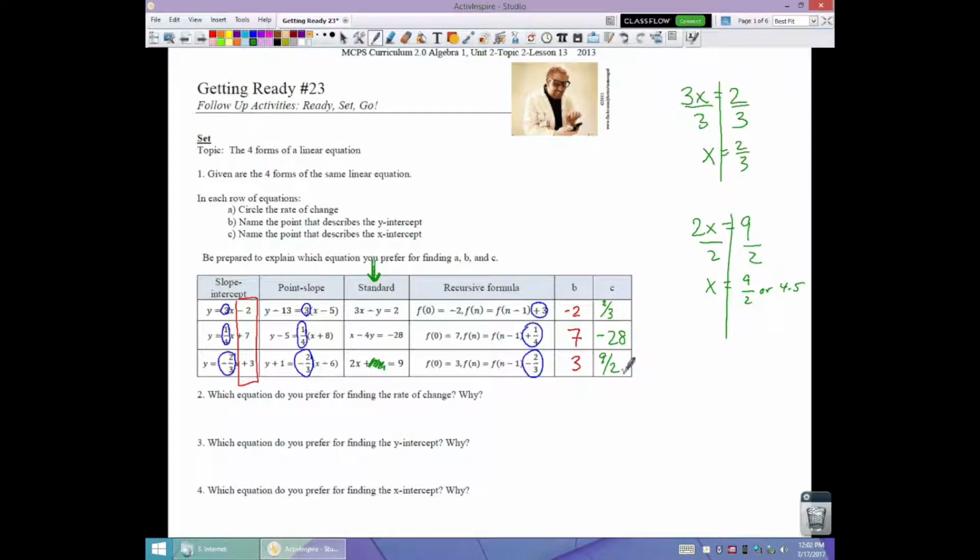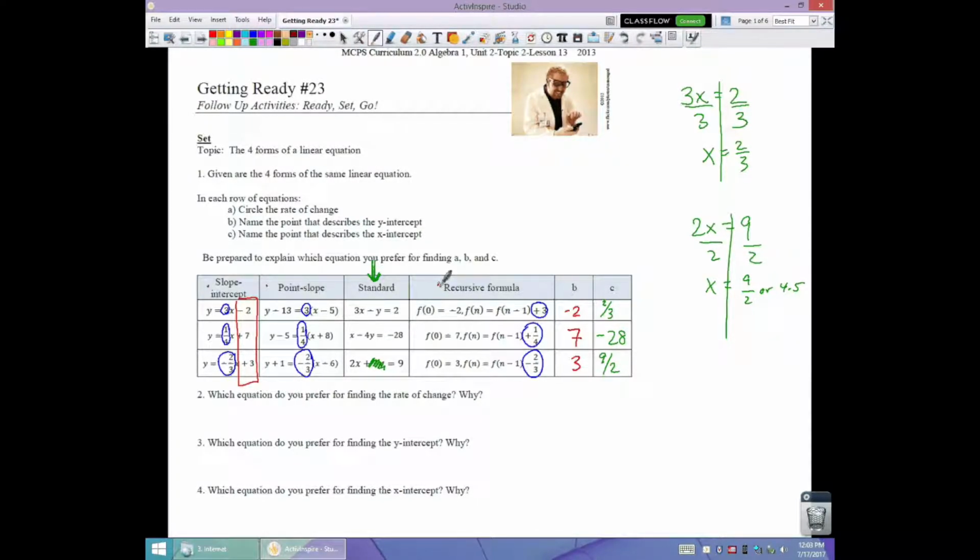So which equation do you prefer for finding the rate of change? Well, I'm not even going to write an answer to that one because there are 3 very good answers. So you could identify for yourself whether you prefer slope-intercept, point-slope, or recursive. As we circled in blue for part A, we can see the rate of change in any of those 3. So you pick the one you like, tell me why.